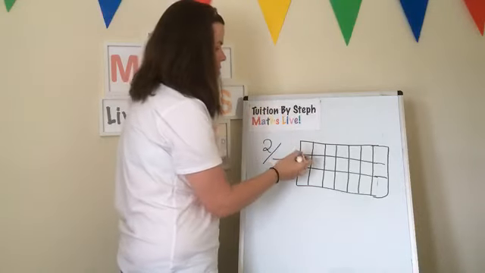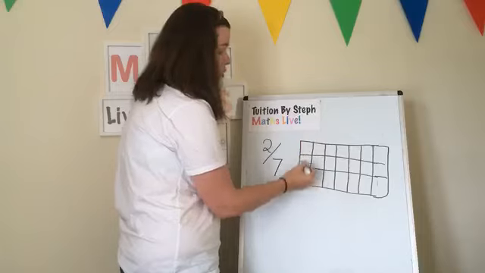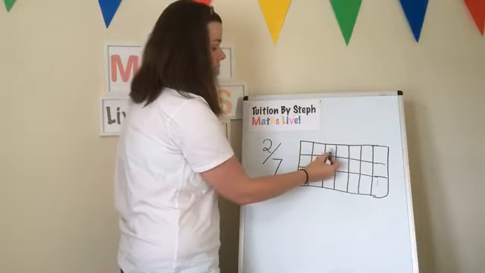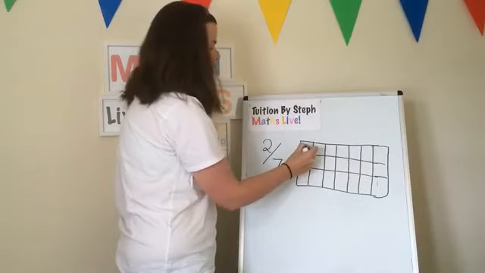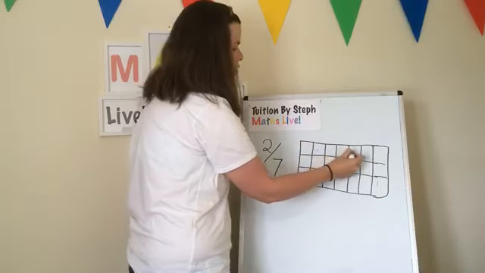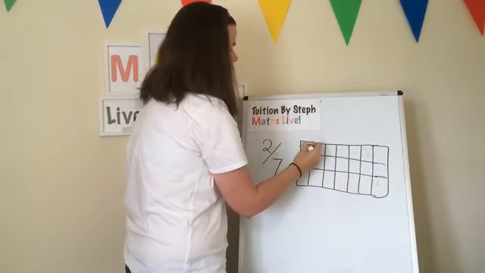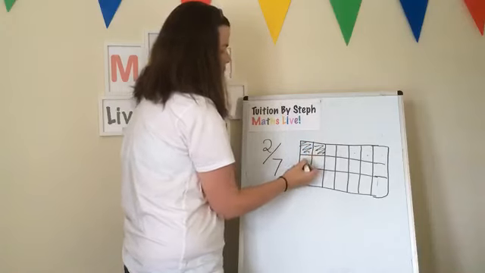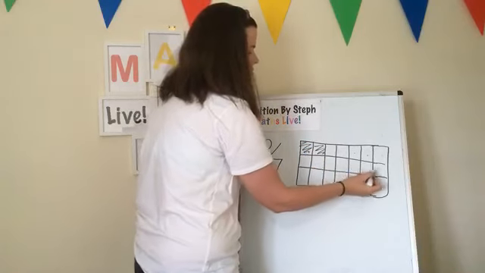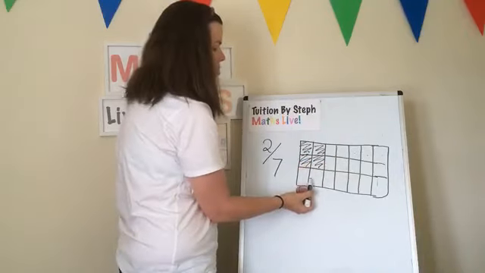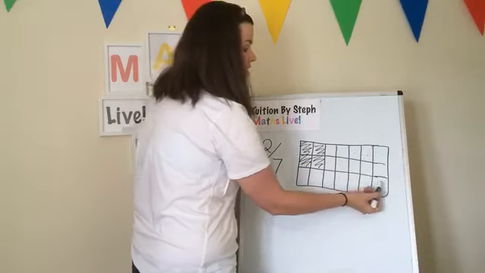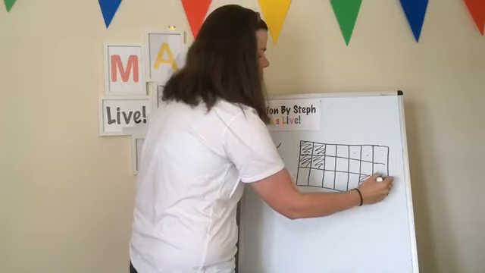So this is a way to do it. You can go down or you can go across. I've noticed that there's 7 in each row. So 1, 2, 3, 4, 5, 6, 7. I'm going to shade in 2. Same there. 1, 2, 3, 4, 5, 6, 7. I'm going to shade in 2. And just for fun, 1, 2, 3, 4, 5, 6, 7. I'm going to shade in the last 2.